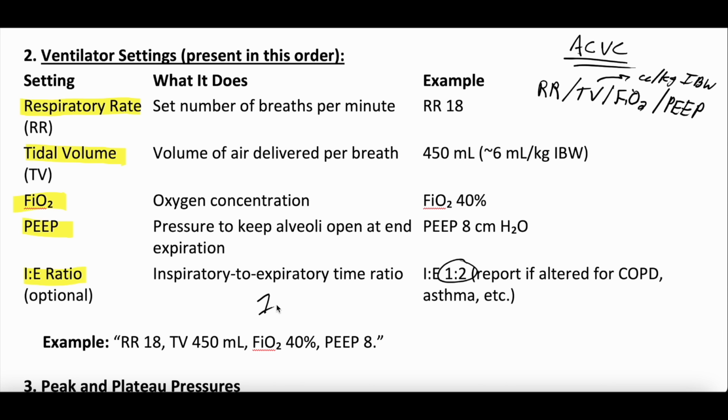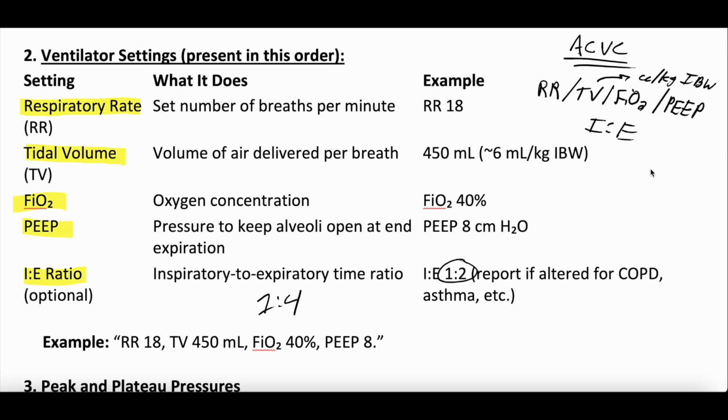So let's say they're on an I to E ratio of 1 to 4 because they have a bad COPD exacerbation. You can then add that I to E ratio at the end, right? So patient X is on AC VC, mechanical ventilator settings are 18, 450, which is about 6 cc's per kg of ideal body weight, FiO2 40%, PEEP of 8. Their I to E ratio is still 1 to 3 for their obstructive lung disease.